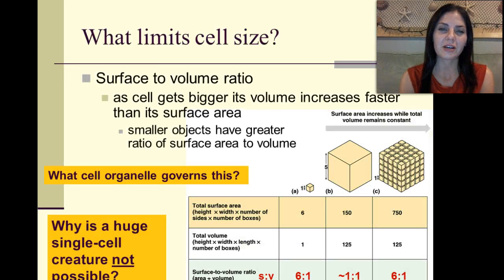So what limits cell size? Surface area to volume ratio limits the size of cells. As a cell gets bigger, its volume increases faster than its surface area does. Smaller objects have a greater ratio of surface area to volume. So what cell organelle governs this? The plasma membrane. And why is a huge cell creature not possible? Well, it would take way too long for substances to get in.